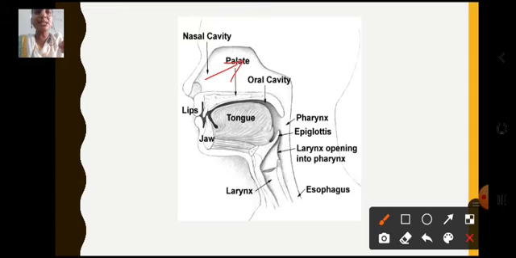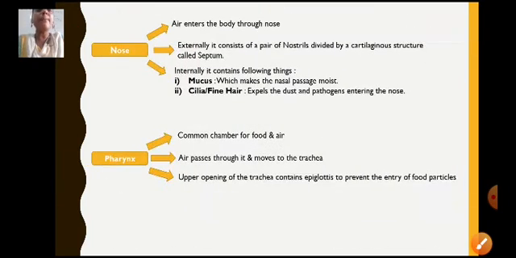Now what is the role of the cilia? Cilia help in propelling all these foreign particles outside. The cilia, which are fine hair-like structures, help in moving the particles out.